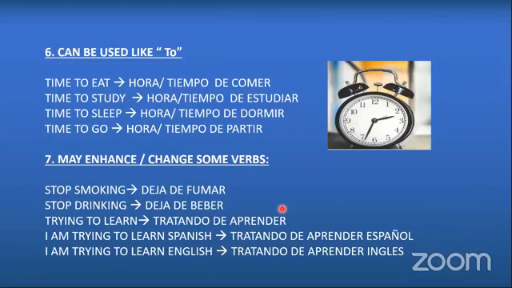Another use of de. Sometimes de can be used instead of to. For example, time to eat, hora de comer. We can say hora de comer or we can say tiempo de comer. It's more common to say hora de comer. Time to study, hora de estudiar. Time to sleep, hora de dormir.